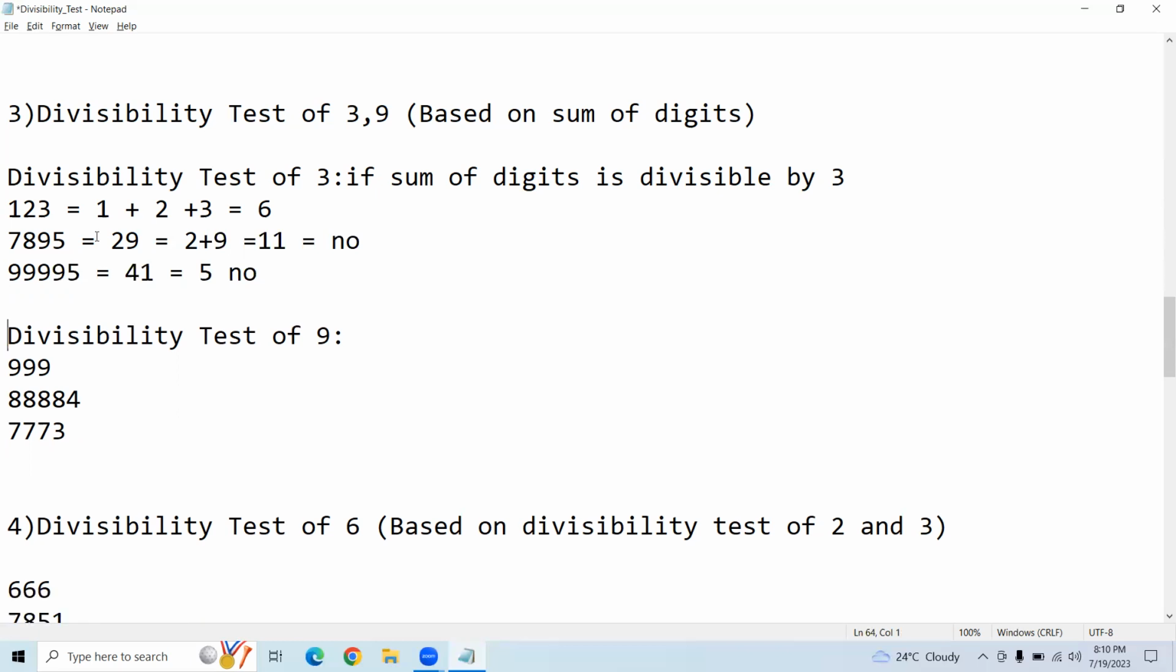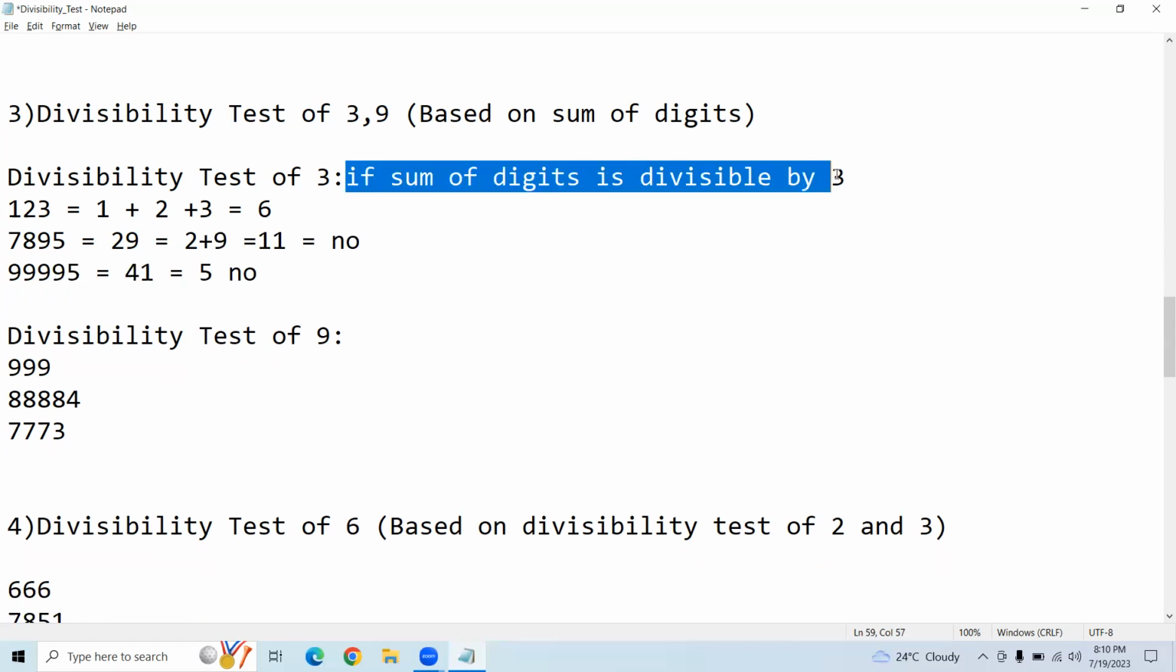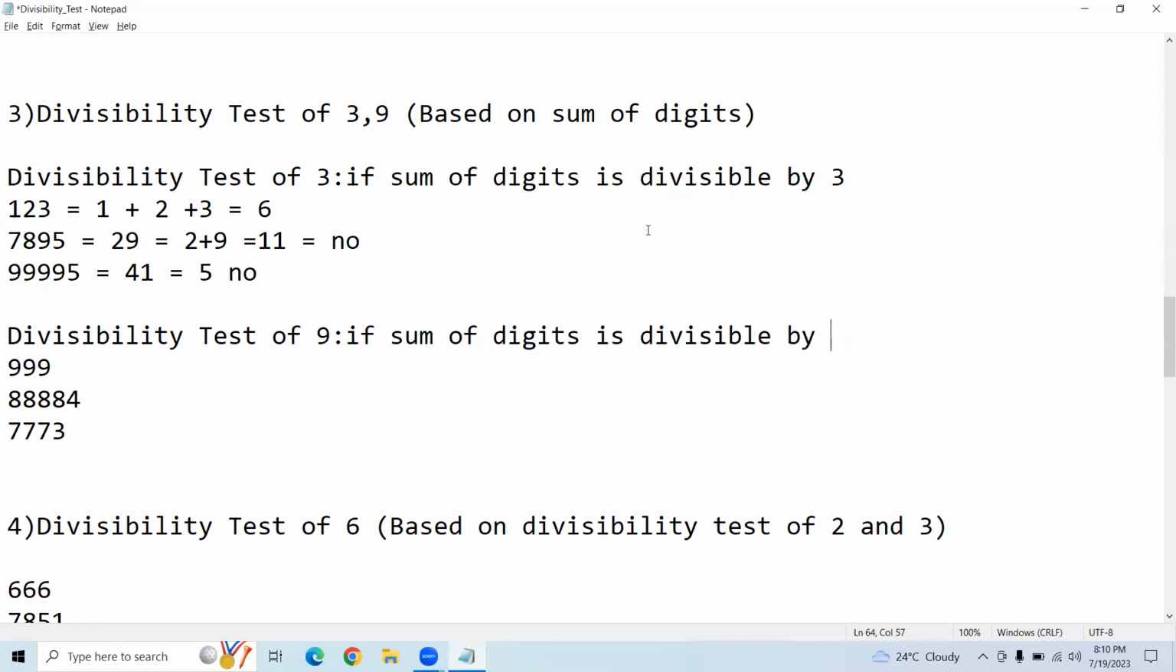Now we'll look at the divisibility test of 9. It is the same as what we have for the divisibility test of 3. Only instead of 3, we have to check whether the sum is divisible by 9 or not. So the first step is the same as in 3: just take the sum of the digits. Let's take the first number, 9 plus 9 plus 9. That becomes 27. 27 comes in the table of 9. Yes, 9 3s are 27. So this number is divisible by 9.